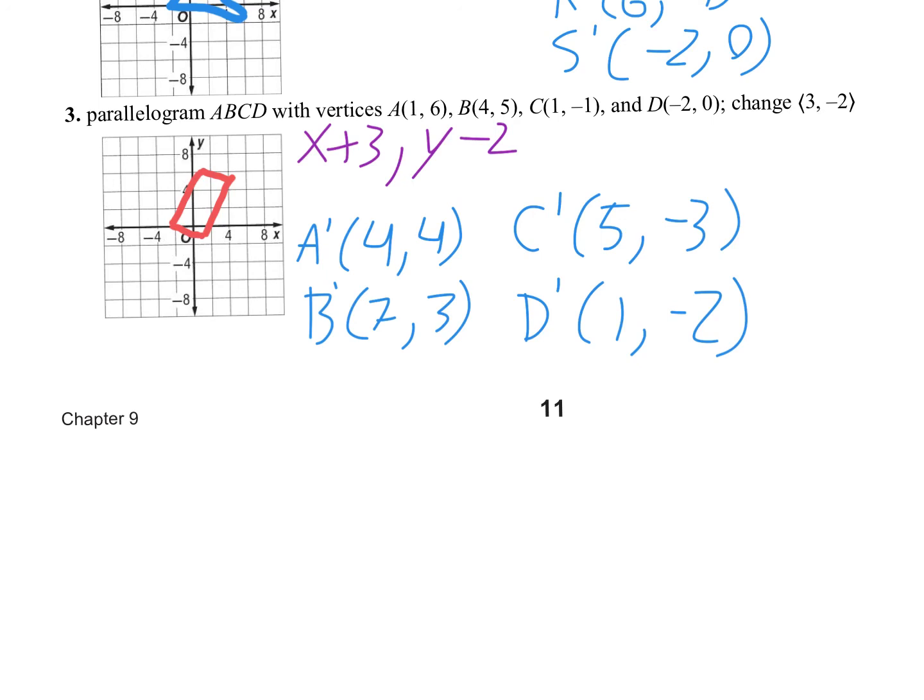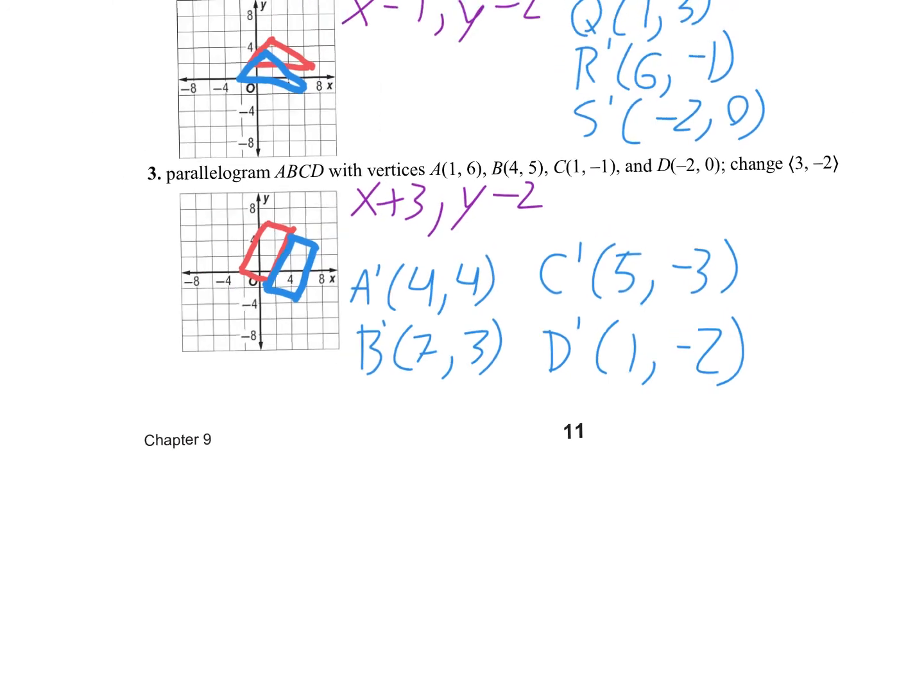We have A prime at (4, 4), B prime at (7, 3), C prime at (5, -3), and D prime at (1, -2), to give us this parallelogram here. And that's it for translations.